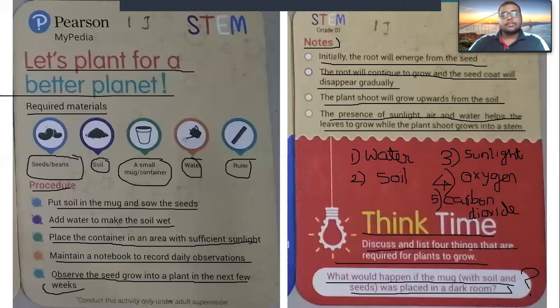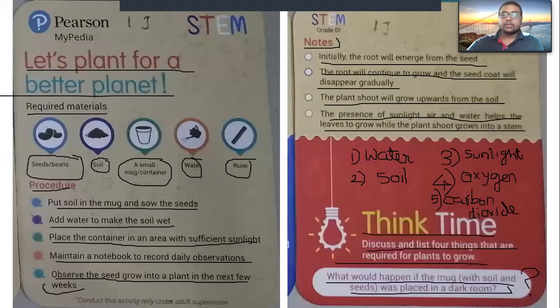I'll tell you. If it were placed in a very dark room, if there was no sunlight, then the plant could also die, because without sunlight it cannot make its own food. It cannot do all the other things which it should do. Hence it could not have germinated. It could not have grown.